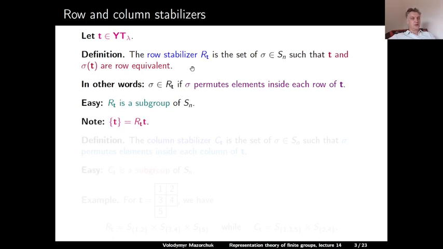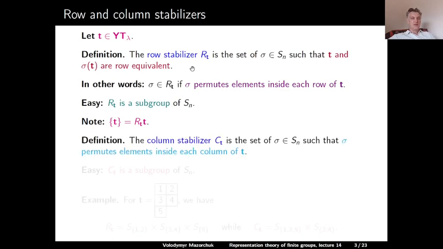Also note that directly from the definition, we have that the tabloid corresponding to T is exactly the orbit of T under its row stabilizer RT. Similarly, we define the column stabilizer CT of T as the set of all elements sigma in Sn such that sigma permutes elements inside each column of T. And similarly to the row stabilizer, the column stabilizer of T is a subgroup of Sn.